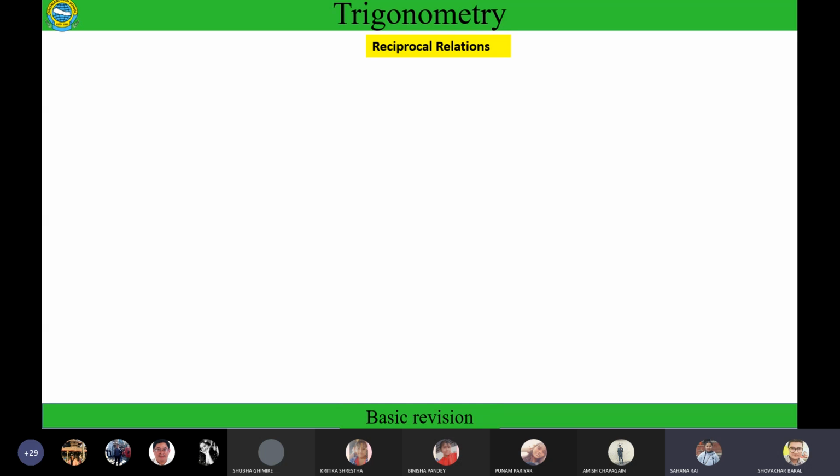Sin theta into cosec theta is equals to 1. Cosec theta is equals to 1 by sin theta. Sin theta is equals to 1 by cosec theta. Tan theta into cos theta into sec theta is equals to 1. Sec theta is equals to 1 by cos theta. Cos theta is equals to 1 by sec theta.